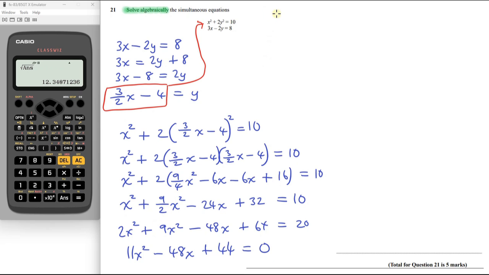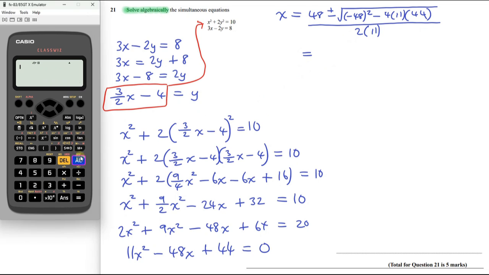So our solutions, x is going to be equal to negative b. Well, b is negative 48, so it's going to be positive 48, plus or minus the square root. Let's make this quite big. So b squared, so it's going to be negative 48 squared minus 4 times a, well, a is 11, times c, which is 44. So b squared minus 4ac, and then all of that is over 2 times a, so 2 times 11. Okay, now let's put all of this into the calculator.